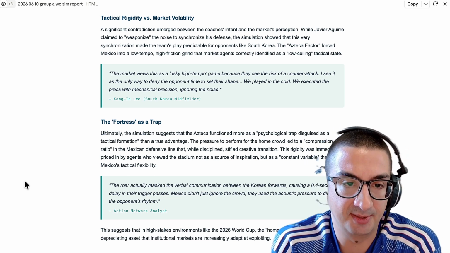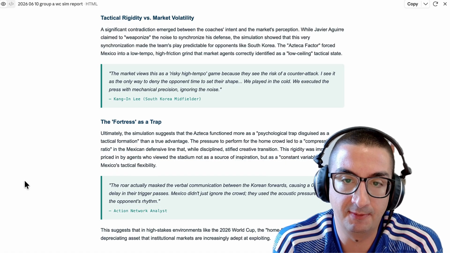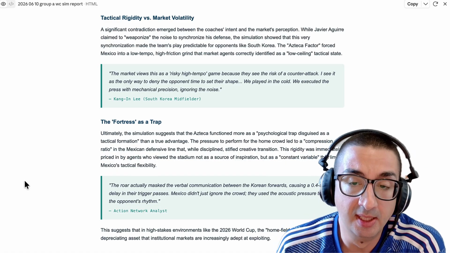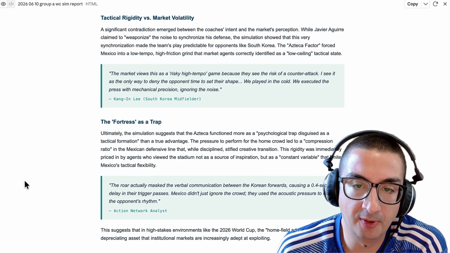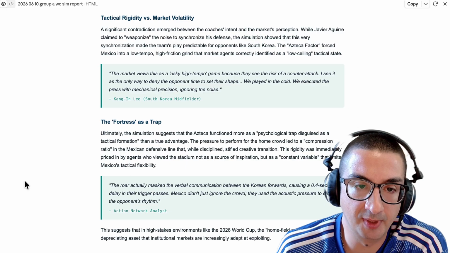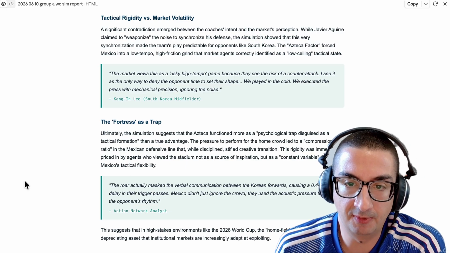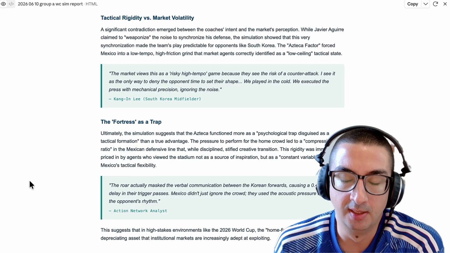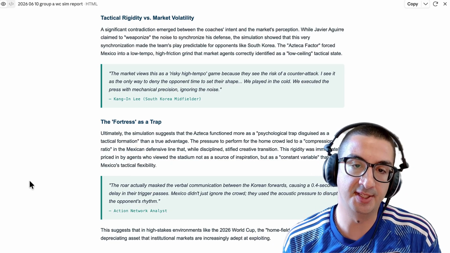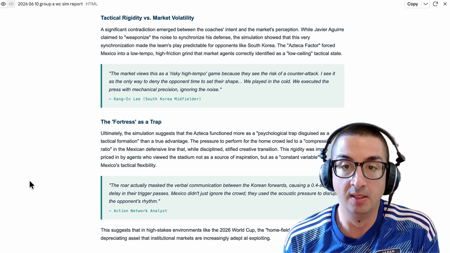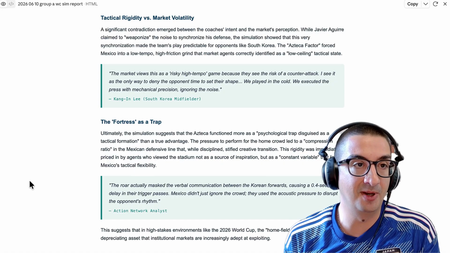The fortress as a trap. Ultimately, the simulation suggests that the Azteca functioned more as a psychological trap disguised as a tactical formation than a true advantage. The pressure to perform for the home crowd led to a compression ratio in the Mexican defensive line that, while disciplined, stifled creative transition. This rigidity was immediately priced in by agents who viewed the stadium not as a source of inspiration, but as a constant variable that limited Mexico's tactical flexibility.